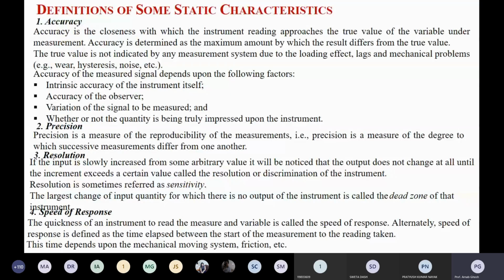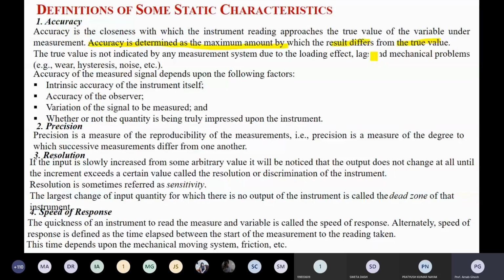Accuracy. I have already told you how accurate your response is, how accurate your measuring device is. Accuracy is determined as the maximum amount by which the result differs from the true value. True value means your set value, your reference value. So how much amount it varies with the given response. That is called the accuracy.